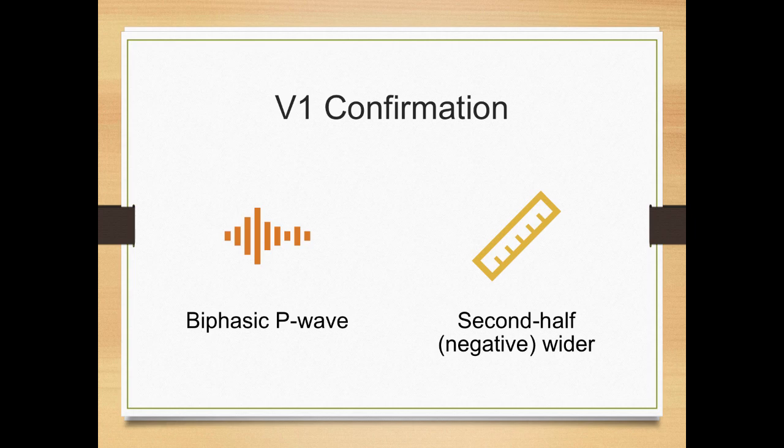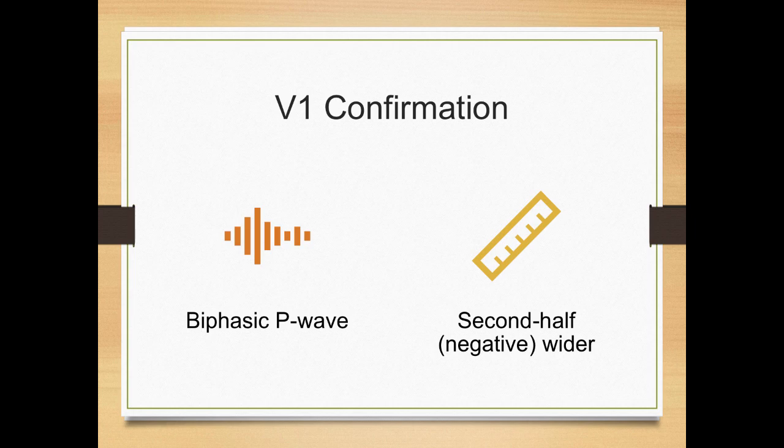So we're going to go to V1. And we're going to confirm in V1, and we're going to be looking for a biphasic P wave in which there is a positive portion and a negative portion to the P wave. So it's a little bit positive, a little bit negative. It starts positive, goes negative, and then comes back to baseline. And in left atrial enlargement, that biphasic P wave, the second half of that P wave, the negative part of that P wave, is going to be a little bit bigger, usually a little bit wider than the first half.